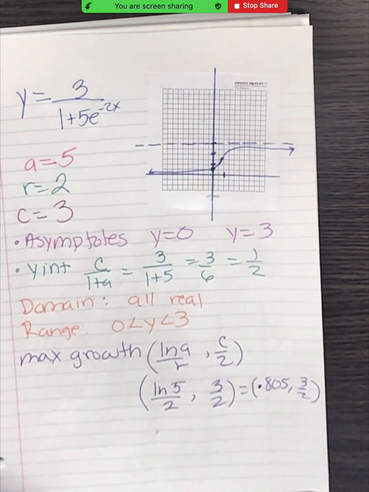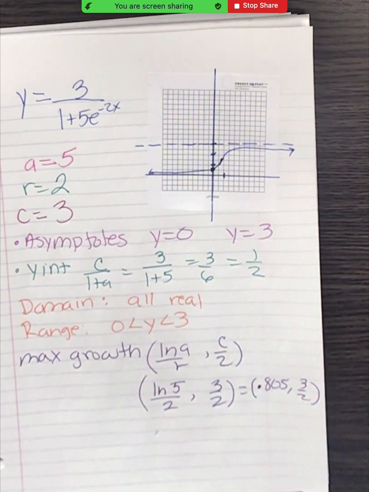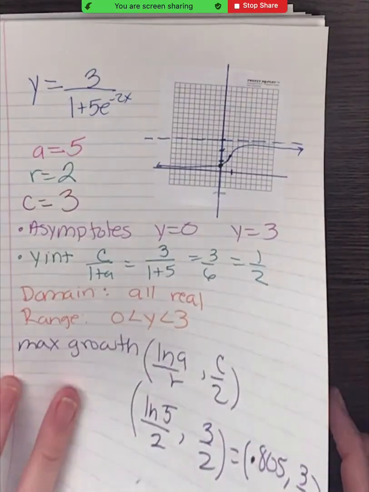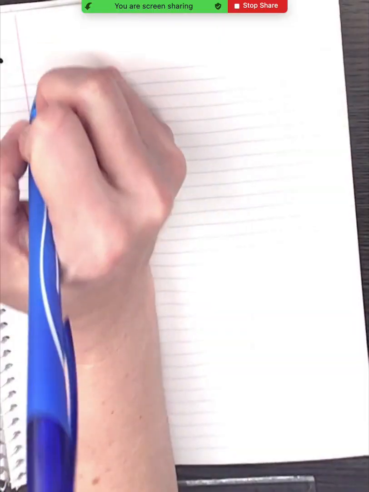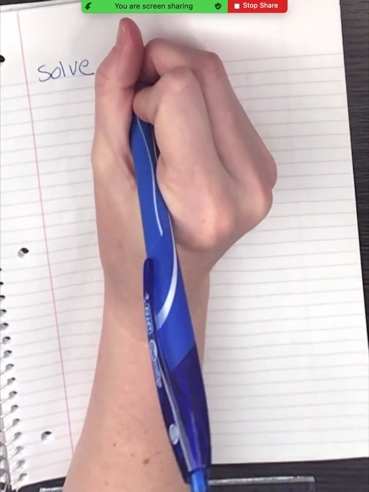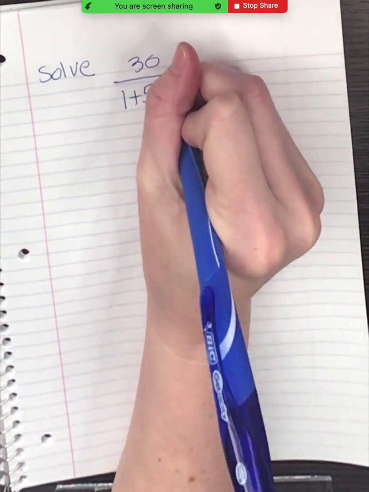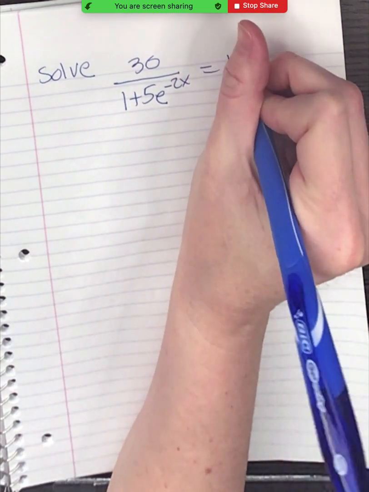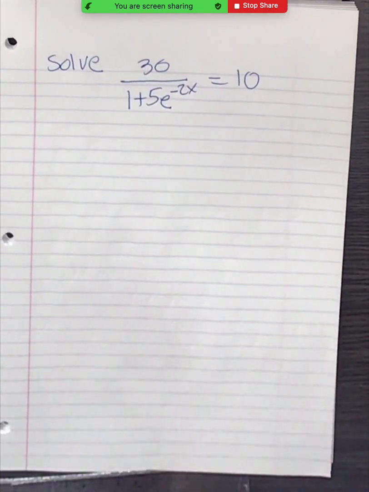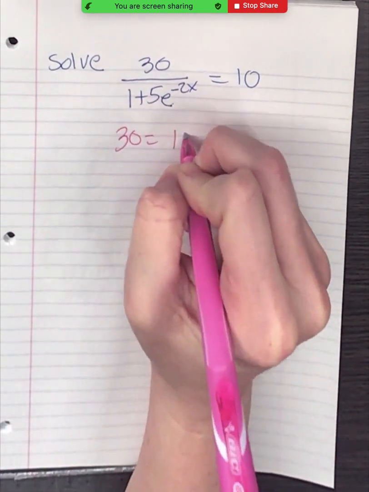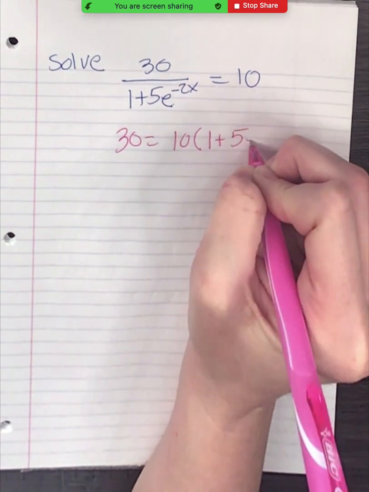And the other thing you can do with this, just like we've done with any other equation, is you can solve it. That means you're going to find x. You're given a value for y and find x. Same way we solved before. So you want to solve 30 over 1 plus 5e to the negative 2x equals 10. I want to get x by itself, and it's in the denominator, so I'm going to multiply both sides by 1 plus 5e to the negative 2x.